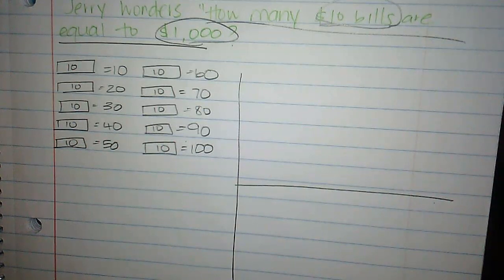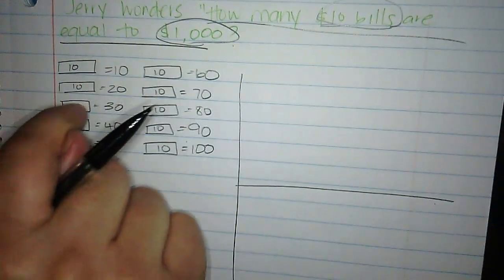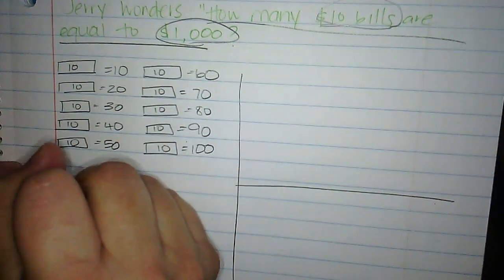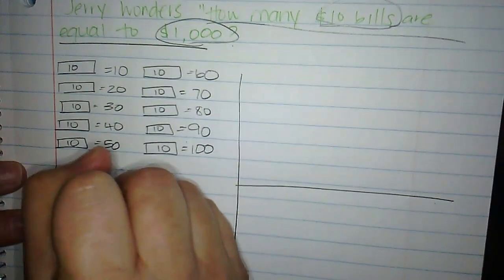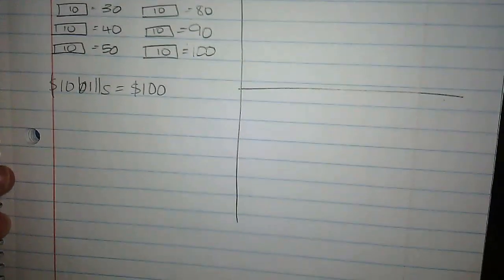Now, you know that 1, 2, 3, 4, 5, 6, 7, 8, 9, 10 $10 bills equals $100. So what can I do now? Well, I can skip count by hundreds to get to 1,000.